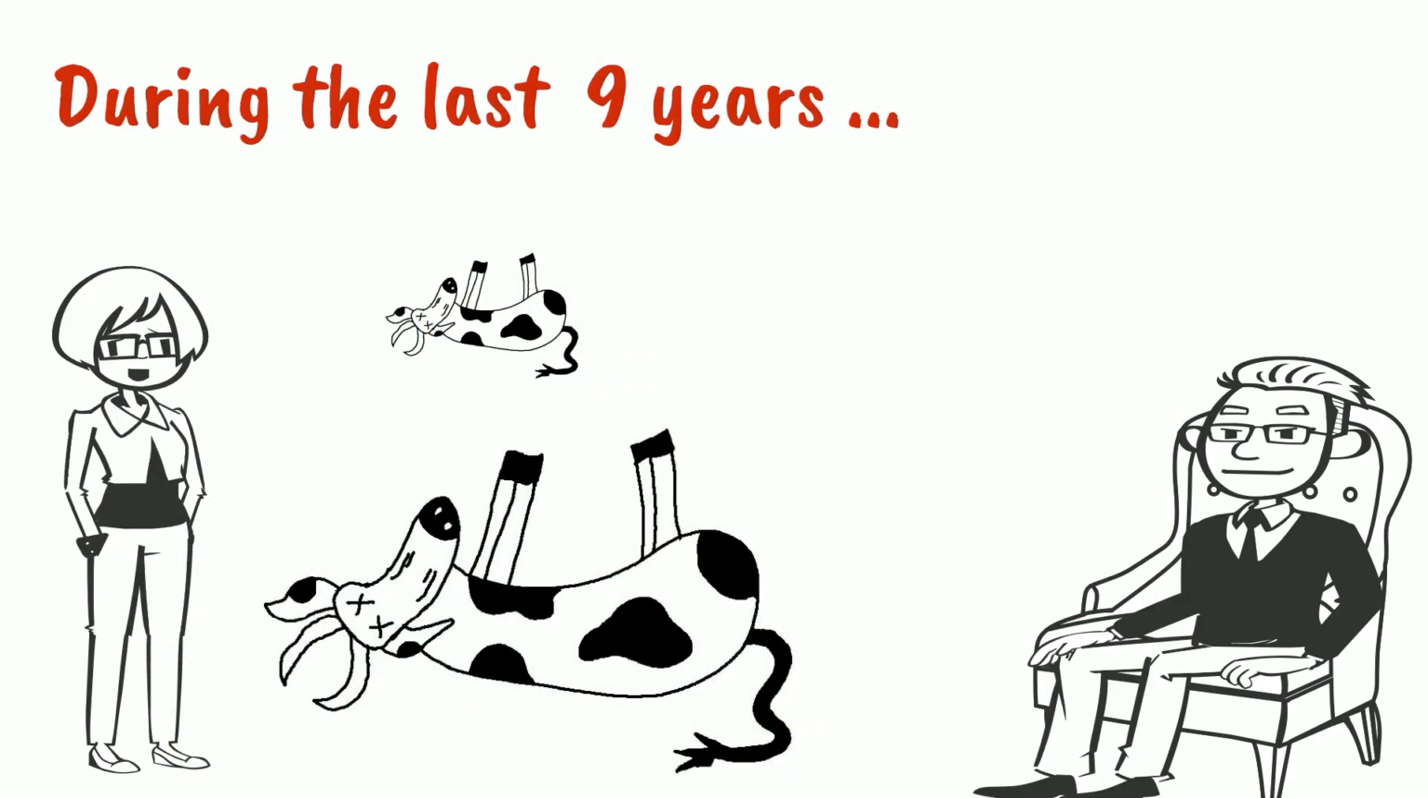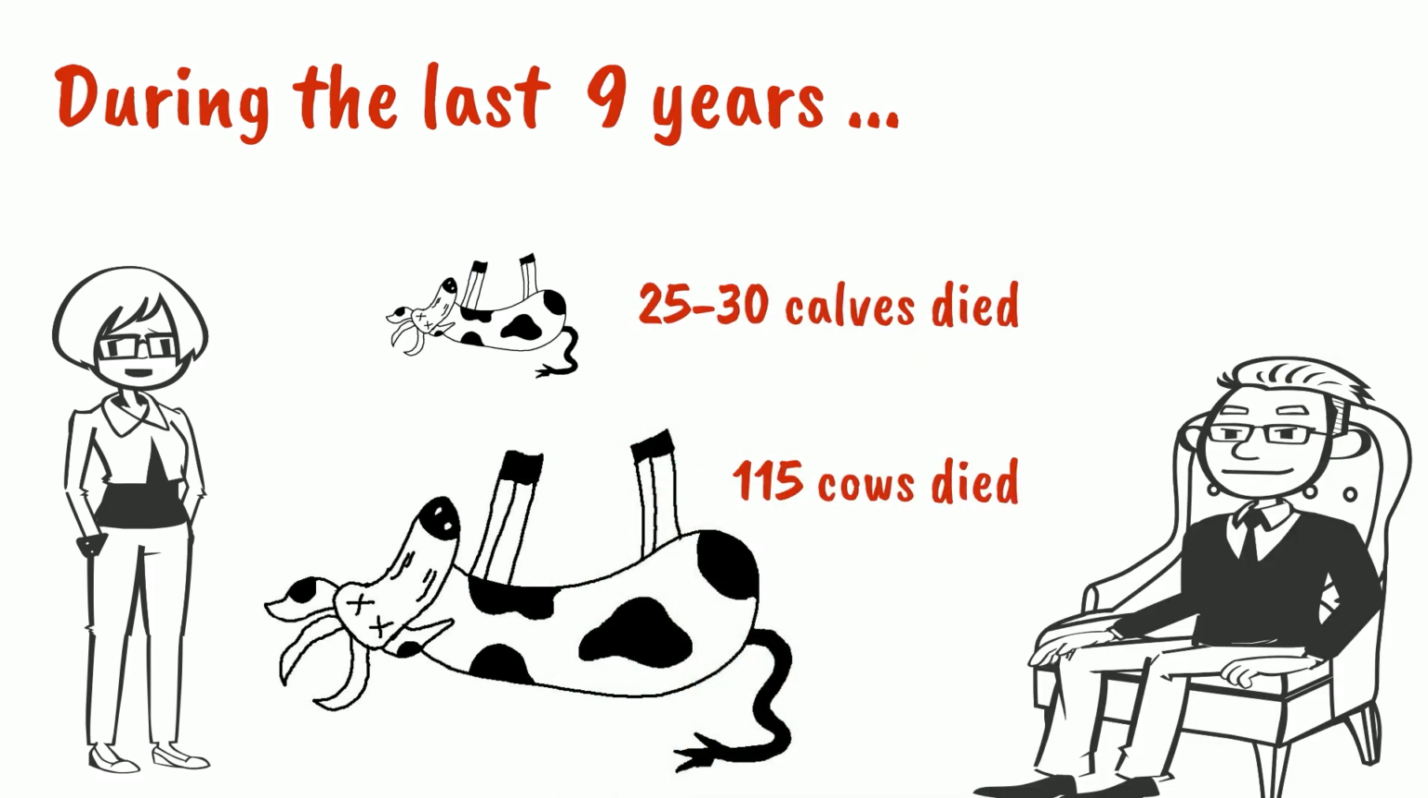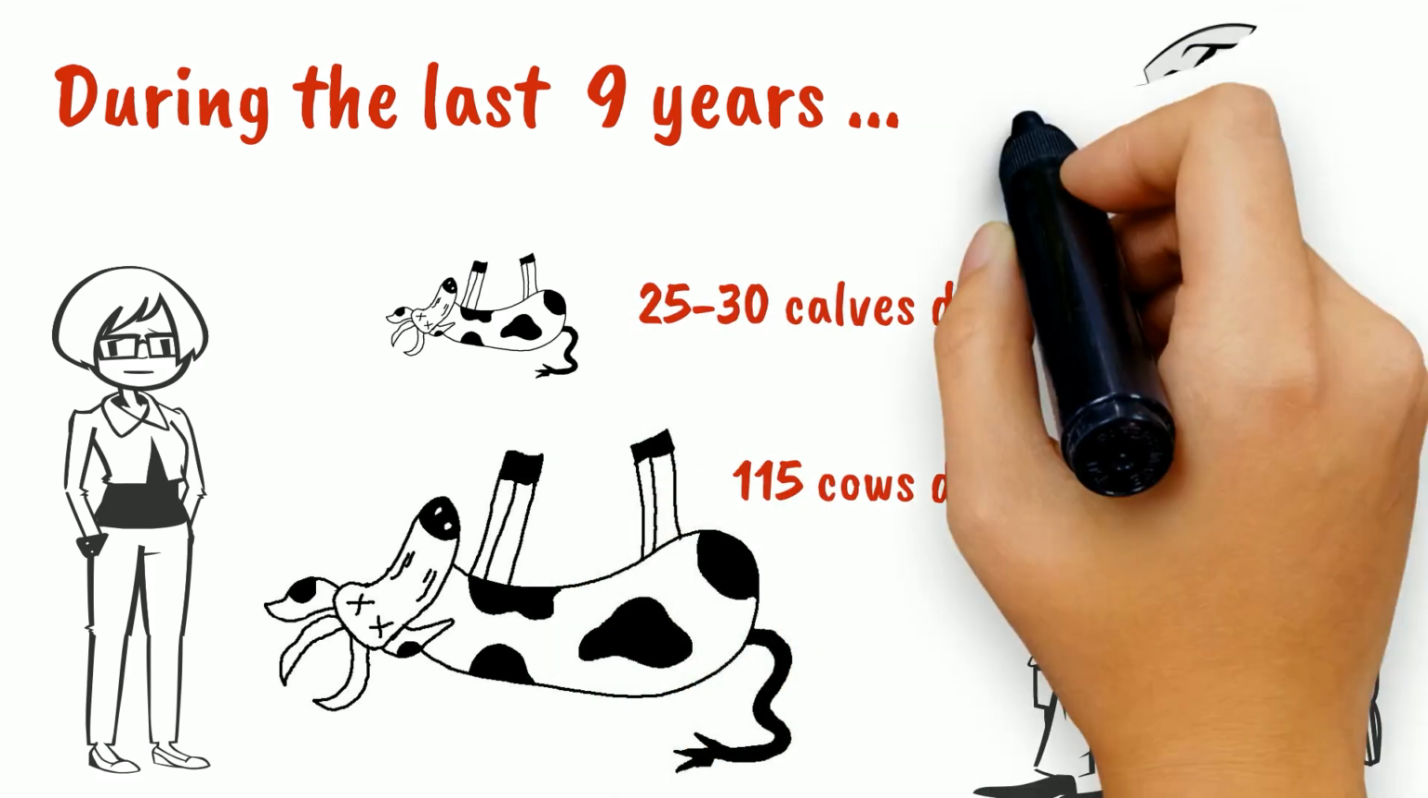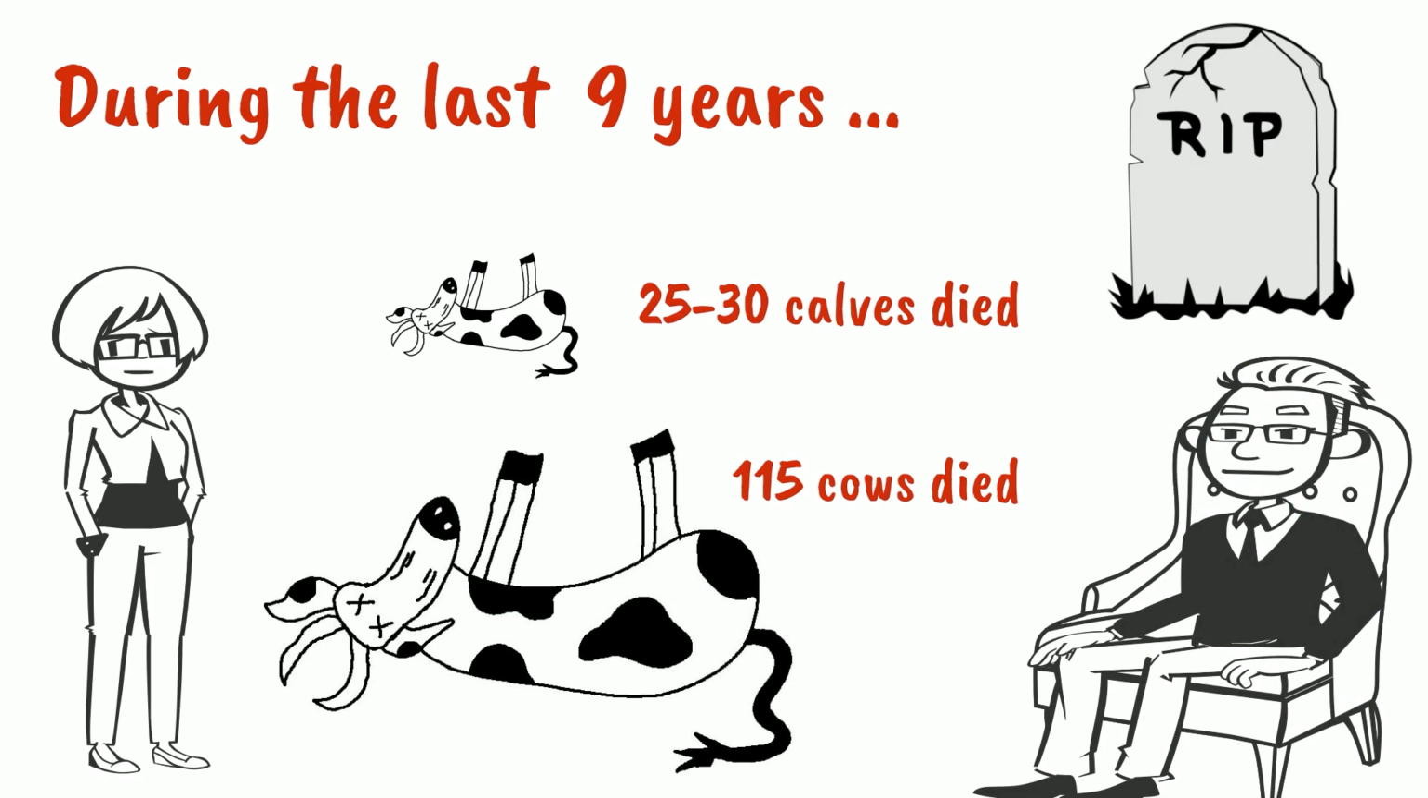2015 wasn't an unusual year. Farmer Pete lost 115 cows and 25 to 30 calves in the past 9 years. If this isn't cruelty to animals, I don't know what is. Over the years I have met farmers with similar losses. Once a cow goes down, she just can't get up. Within a day or two, she is dead.